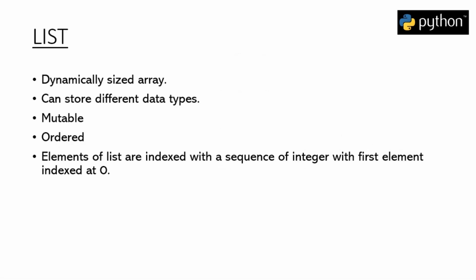So what are lists? Lists are basically dynamically sized arrays that can store different data types in a sequential manner. As you remember from our data type session, there we described a data type, namely string, which holds different characters in a sequential and ordered fashion. List is also the same. It also stores different values in a sequential and ordered fashion, and the values can belong to any kind of data type.